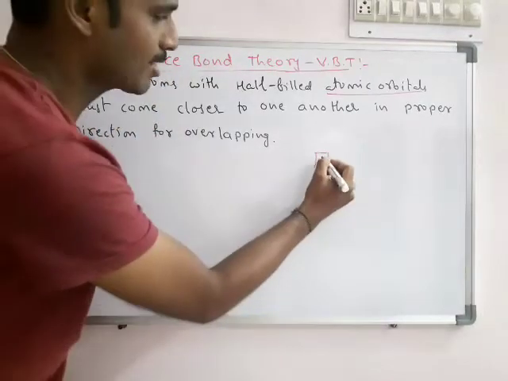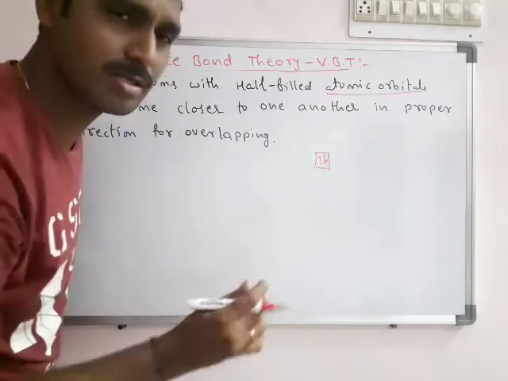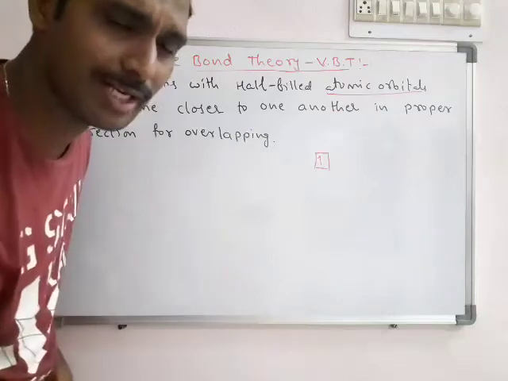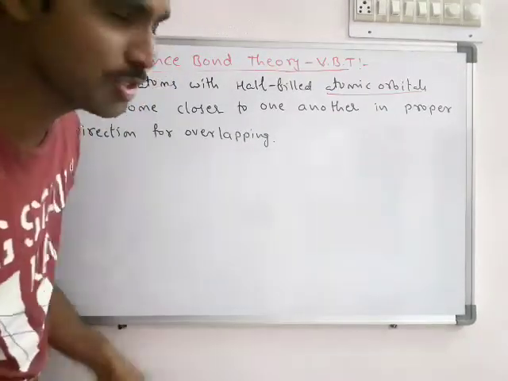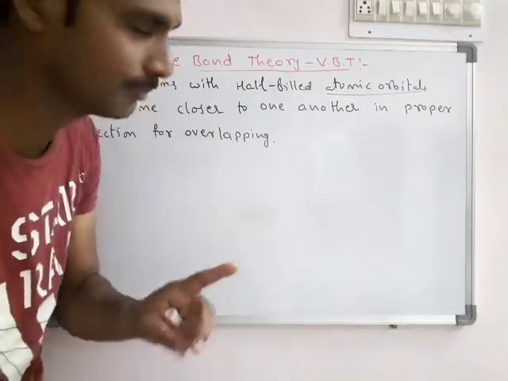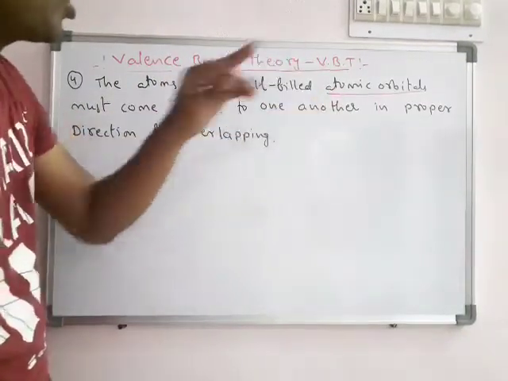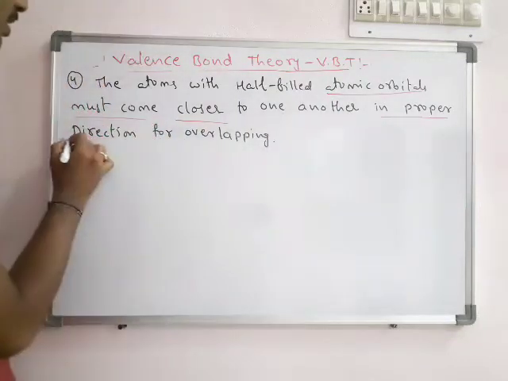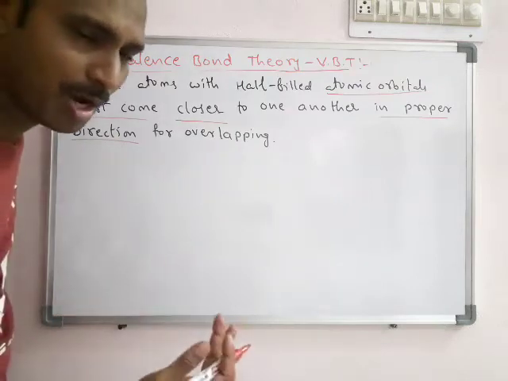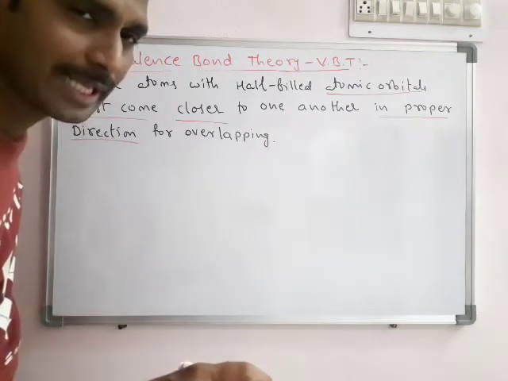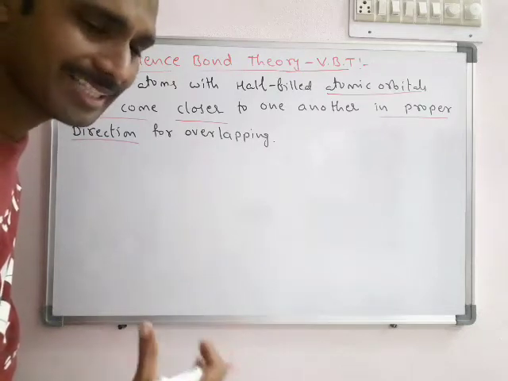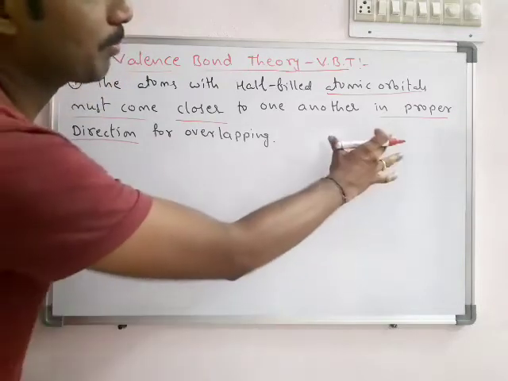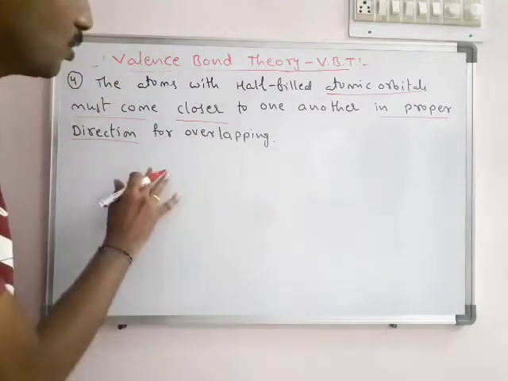Half filled means in one atomic orbital, of the two possible electrons, one is an unpaired electron. One electron is nothing but a half filled one. So half filled and unpaired become equal. So the atoms with half filled atomic orbitals must come closer to one another in the proper direction for overlapping and bond formation. They must come close in a particular direction, a specific direction, and then the bond forms.